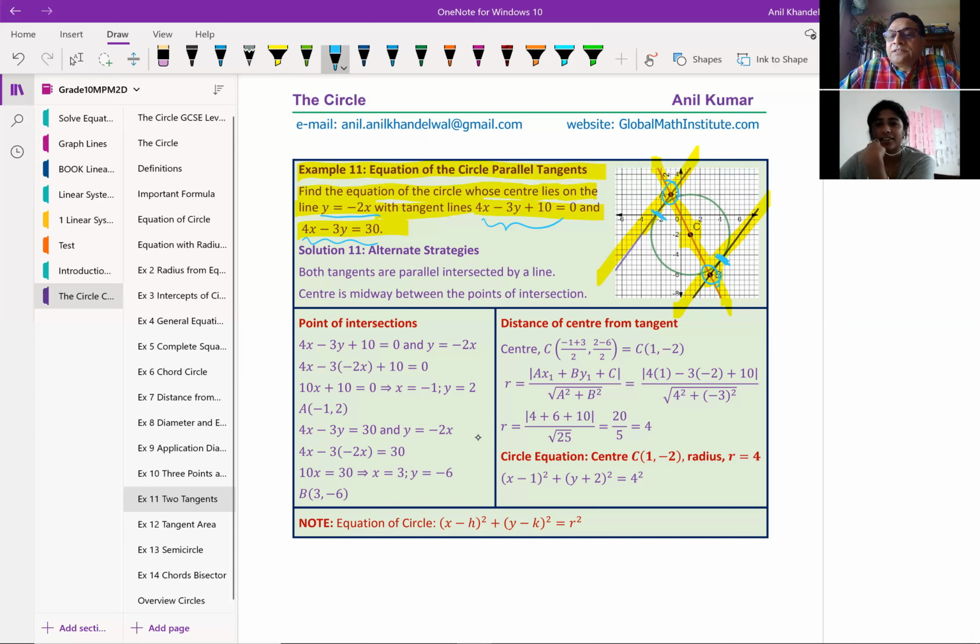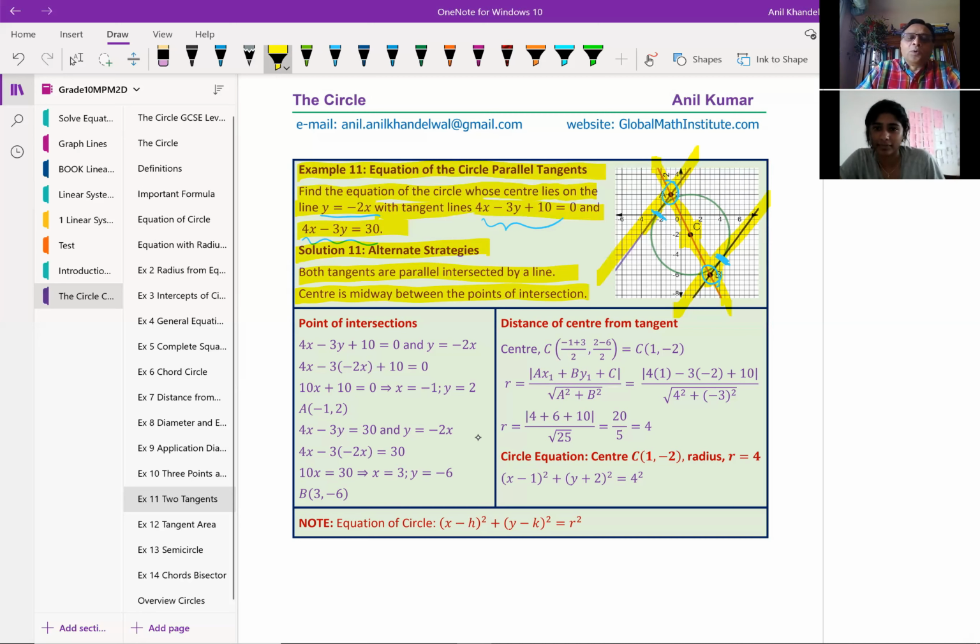Right. So the first thing is to understand what mistakes we need to avoid, and then solve. Very important. To begin with, I'm writing alternate strategies. Both tangents are parallel, intersected by a line. That is the situation given to us. The center is midway between these 2 points. When you find these 2 points, midway is the center. Is that okay?